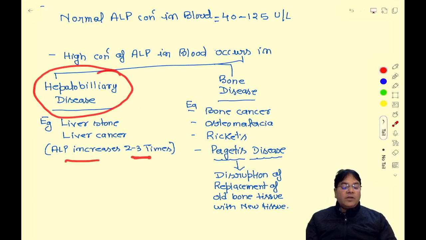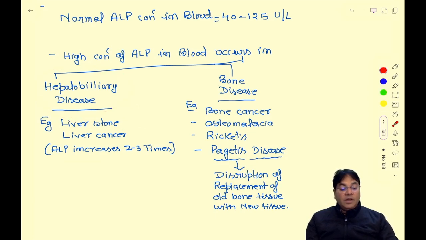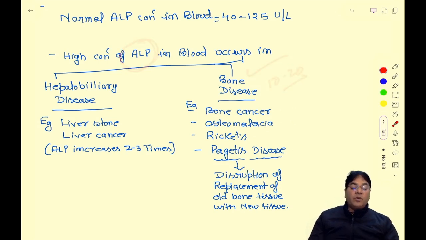ALP increases 2 to 3 times in these disorders. In case of bone disorders, bone cancer, osteomalacia, rickets or Paget's disease, their concentration increases 10 to 20 times. So, ALP increase is very much high in case of bone diseases.